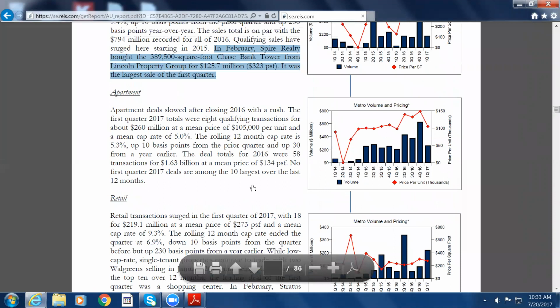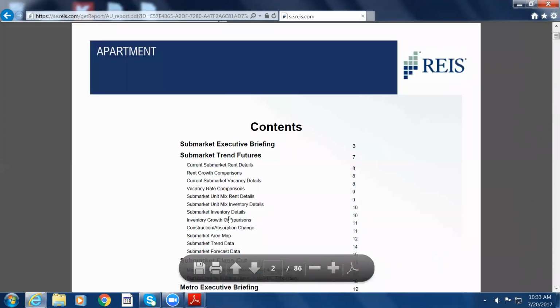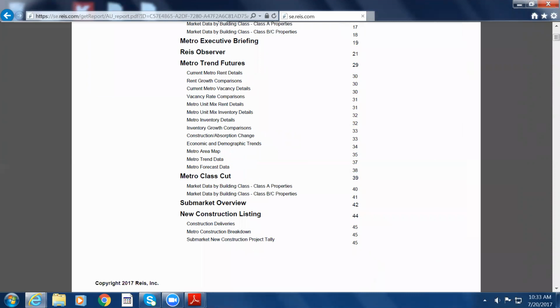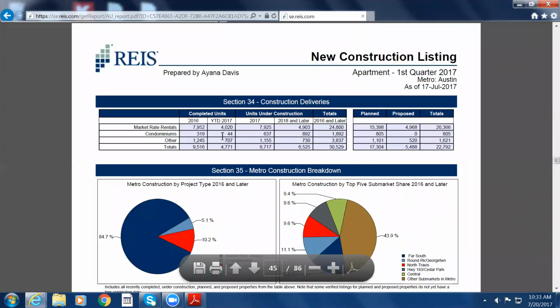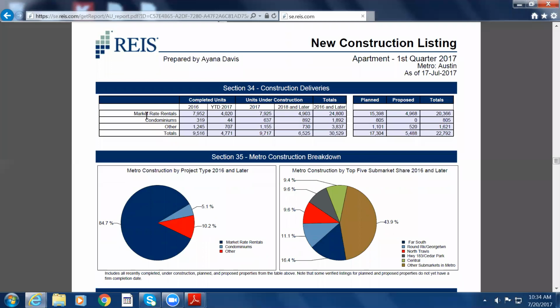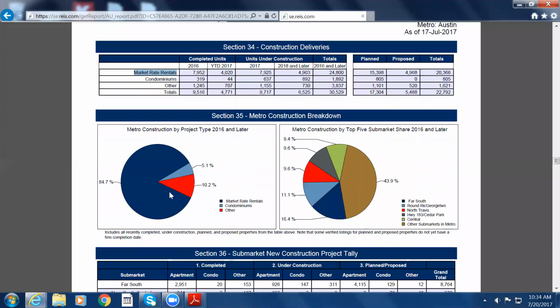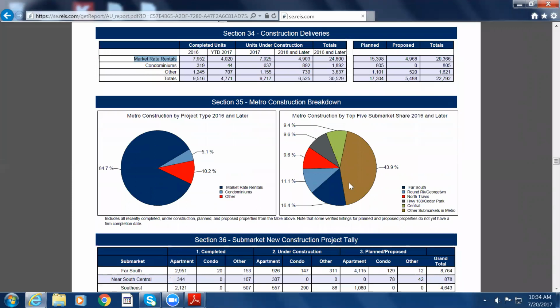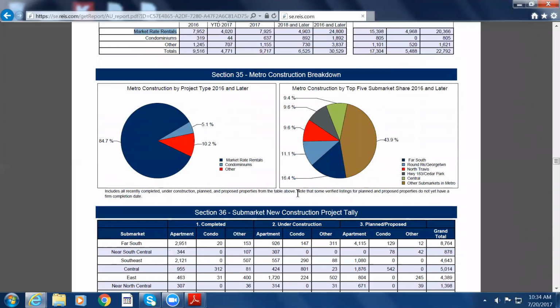All right, and then there is one final report that I wanted to go over here. That's going to be your new construction listing. And so what we're doing here is looking at Austin as a whole and then breaking out what the construction looks like from those 4 phases that I had mentioned: proposed, planned, under construction, as well as completed. So these are going to be the construction deliveries for that quarter, market rate rentals or other condominiums. Looks like a lot of market rate activity here in the last year. Where most of that activity is happening, looks like that far south submarket, Round Rock, Georgetown area. So it's pretty busy in terms of new inventory in the last year.